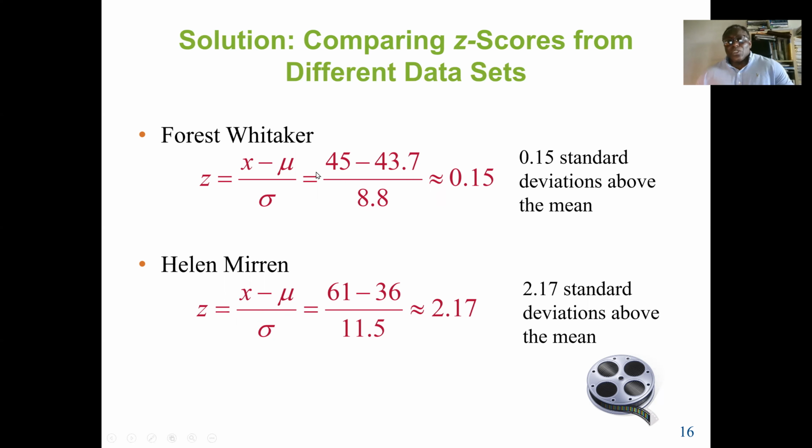But we can see that Forest Whitaker is almost close to 0. 0.15 means Forest Whitaker's age is close to the average age of all the actors. If it were a negative value, then we would say Whitaker is way younger than the average age of all the actors.